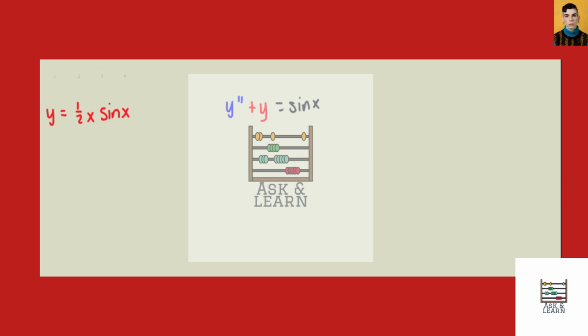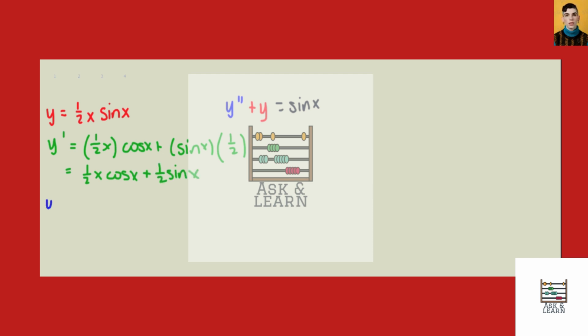For C, we need to find y prime, then y double prime, and plug that into our equation. So to find y prime, we're going to use product rule. So we have the first times the derivative of the second plus the second times the derivative of the first. We simplify that, we'll have 1/2 x cosine x plus 1/2 sine x.